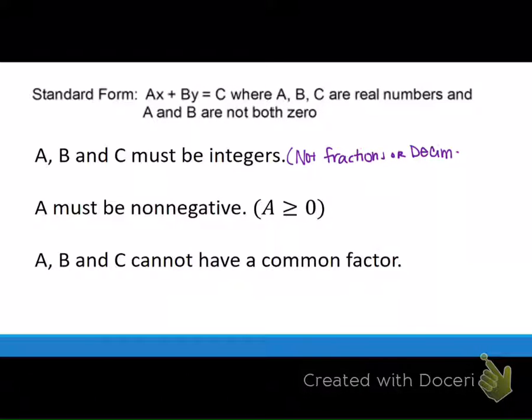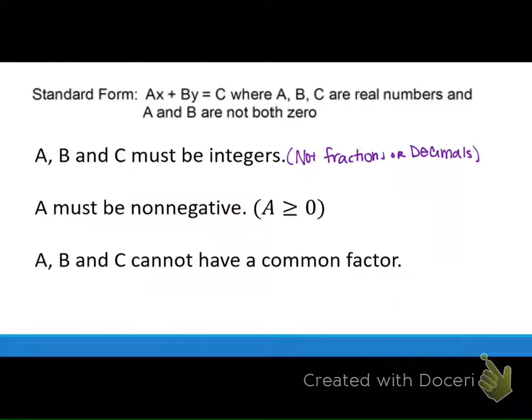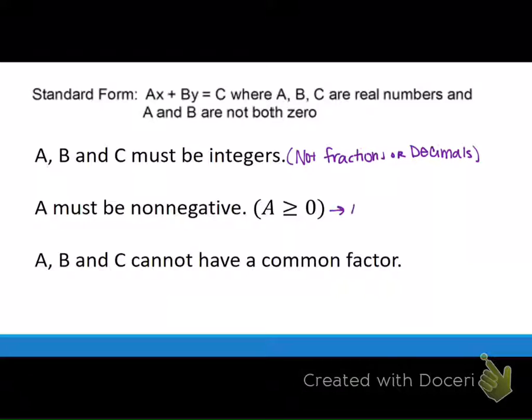So A, B, and C cannot be fractions or decimals. So we'll talk about how to clear that. Emma, go ahead. A must be non-negative. So A must be greater than or equal to 0. This does not include B and C. A is the only one that needs to be not negative.